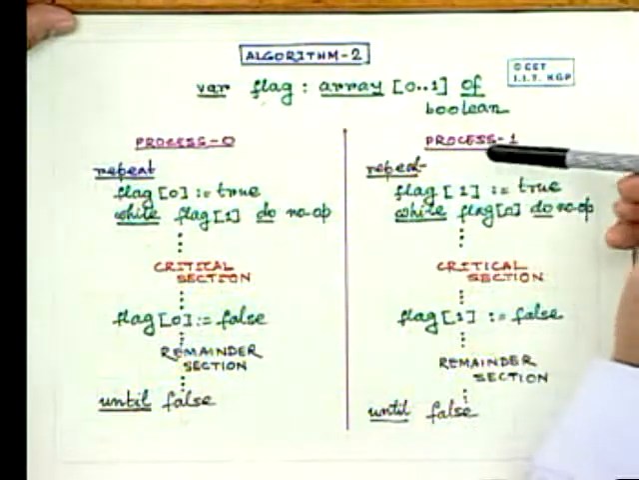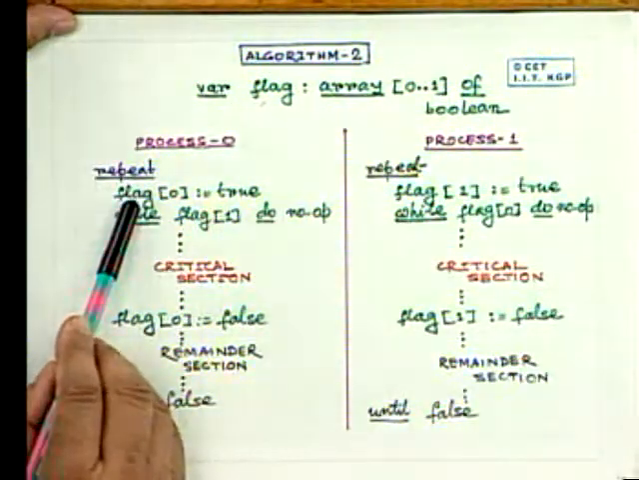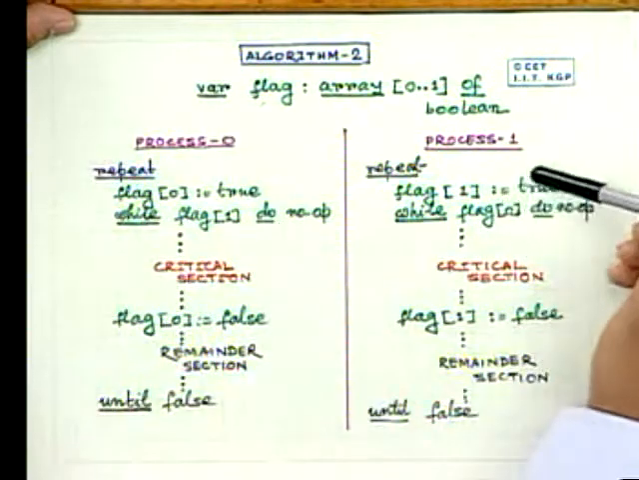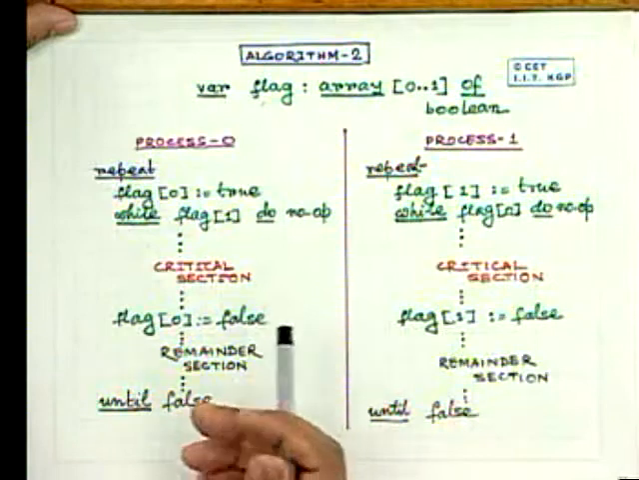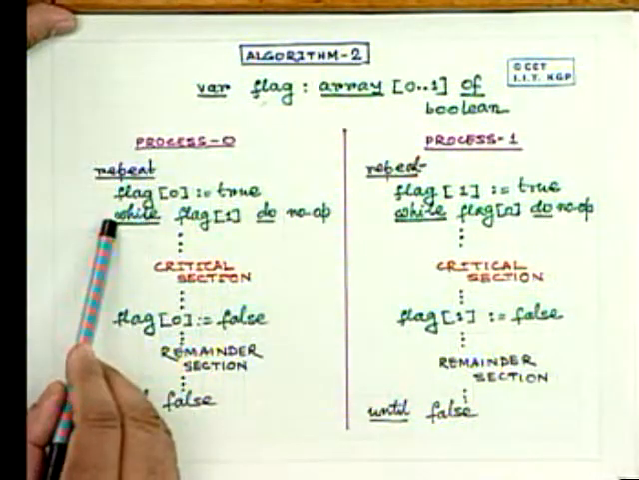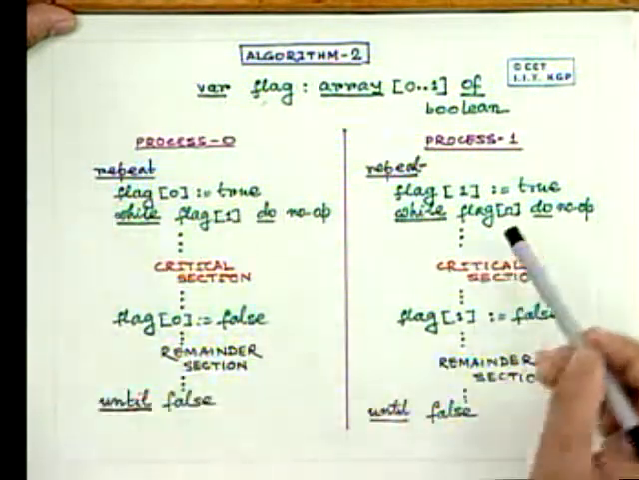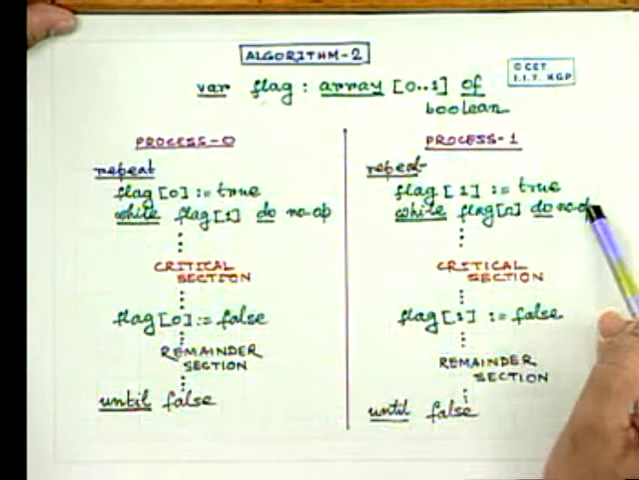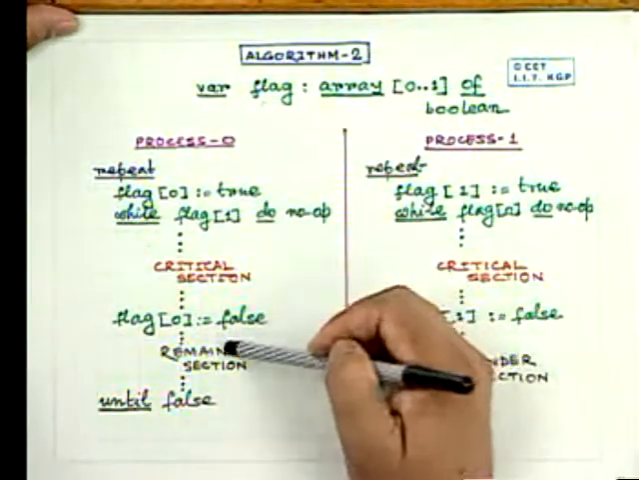Let us see the situation that flag 0 is equal to true. And almost simultaneously flag 1 has been made true. In this case, you see that process 0 will be waiting for flag 1 to be false, and process 1 will be waiting for flag 0 to be false. Let me repeat once more.